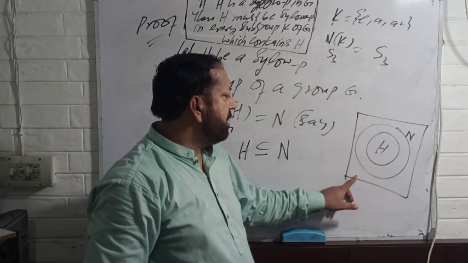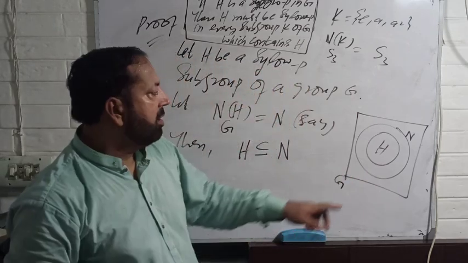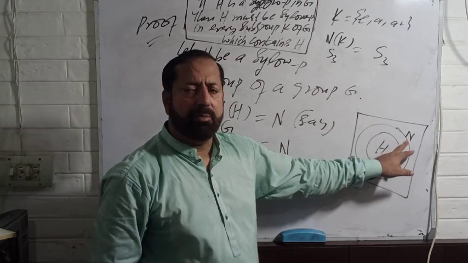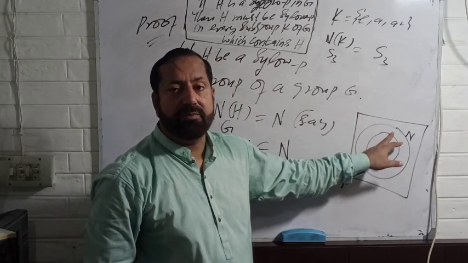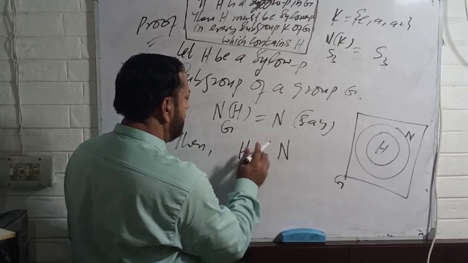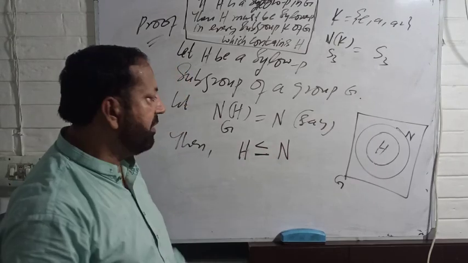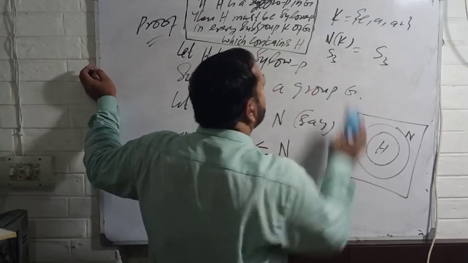If H is a Sylow P in G, this is your G, and N is any other subgroup which contains H, then H must be Sylow P in N as well, because H is a subgroup of N. Okay, see how I can work roughly.